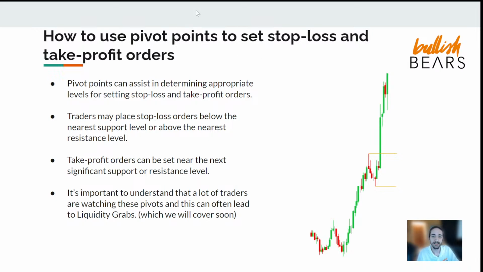So pivots can assist in determining appropriate levels for setting stop losses and take profit orders. Traders may place stop loss orders below the nearest support level or above the nearest resistance level, right? So we know a swing high we might not hold, or we know a swing low we might not hold.